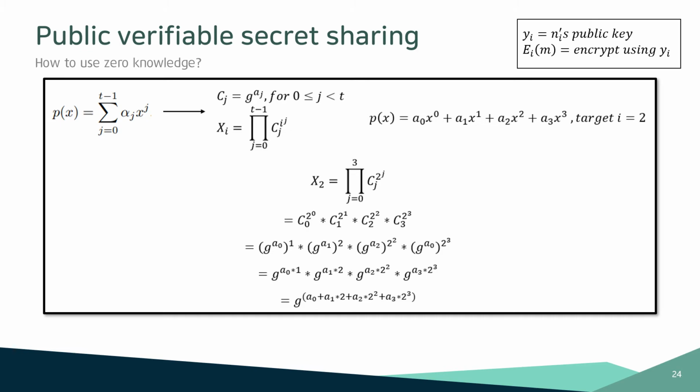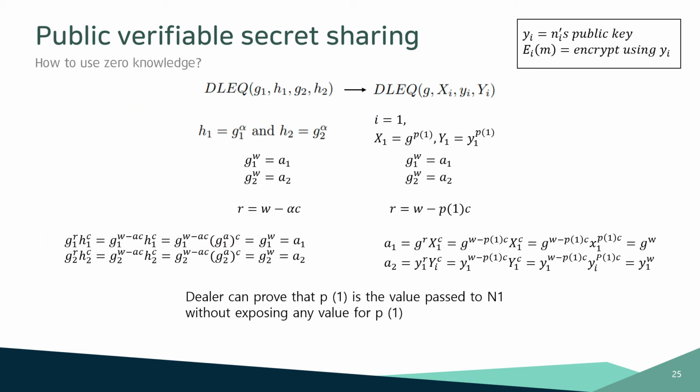This x can be found using the previous slide this way, and therefore it is the same as the relation of h g on the left. Select the random value w and determine a1, a2, then r equals w minus p1 times c, where c uses the hash of xi, yi, a1, and a2. If you put in a value and then calculate it, if the expression that calculates a1 is equal to g to the w, it means that you know p1 used in the commit.